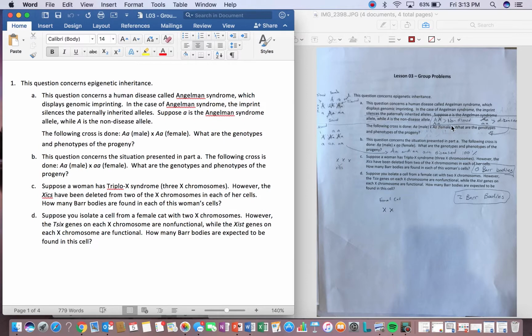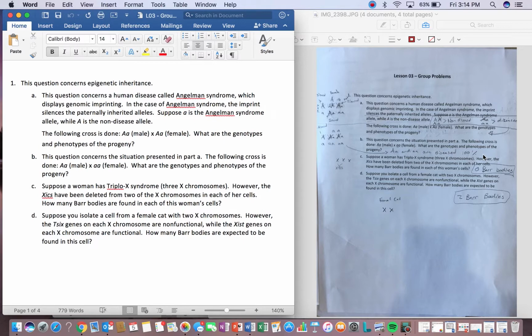One of the heterozygous will be non-disease. However, because we are referring to this silenced genotype, one of them will be diseased, and then just the homozygous recessive will be diseased.